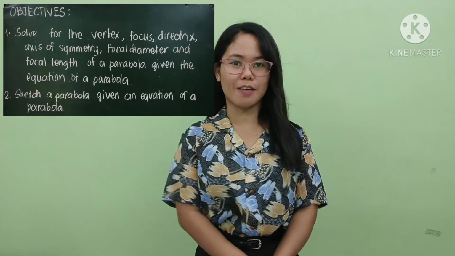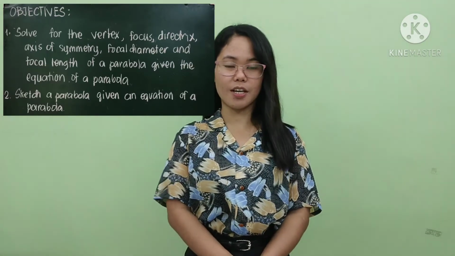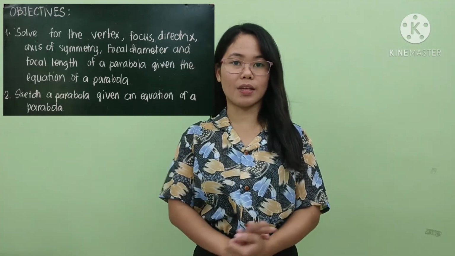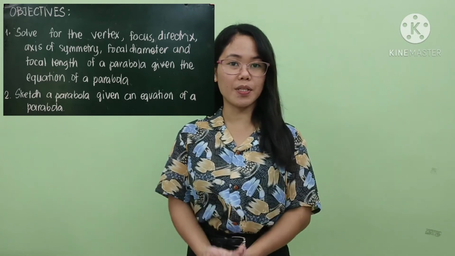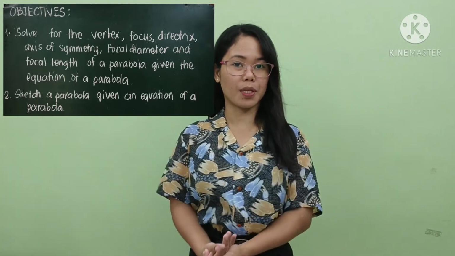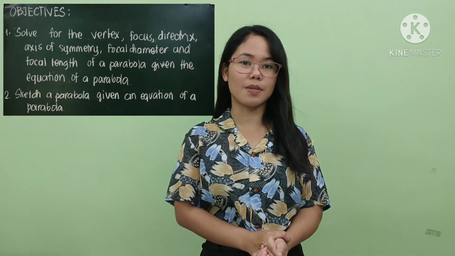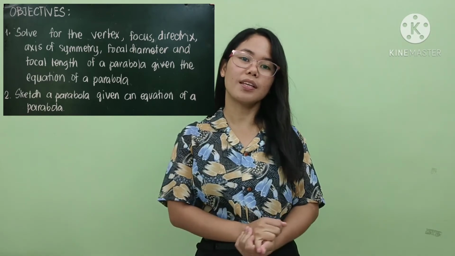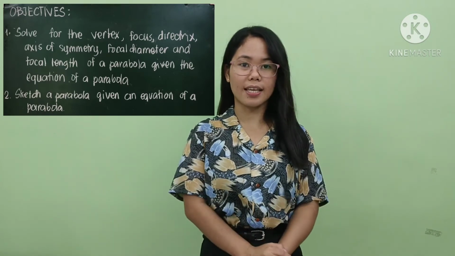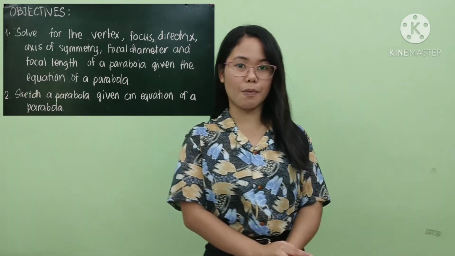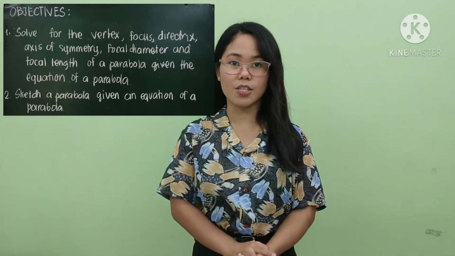We have two objectives for this week's lesson. These are, first, given an equation of a parabola, we are going to identify and solve for its important parts, which are the vertex, focus, axis of symmetry, directrix, focal diameter, and focal length. And secondly, given an equation of a parabola, we are going to sketch a parabola.